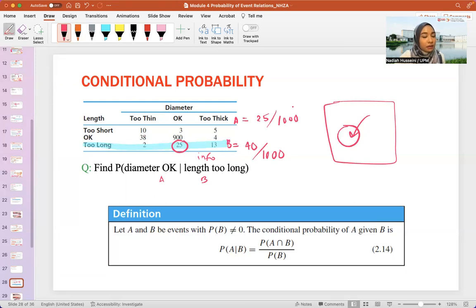Okay, so now I think someone will ask me, Doctor, why aren't we using the reduced sample space? Why are we using 1000? If I were to put this inside my equation, 25 over 1000 over 40 over 1000, the 1000 will be gone. And you will end up with 25 over the 40 reduced sample space, which makes sense, right? It's a conditional probability. So the probability of you finding a rod with diameter okay, given the info that your length is too long, is 25 over 40. The end. So we're done with class.